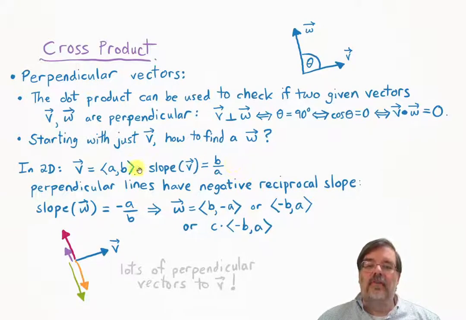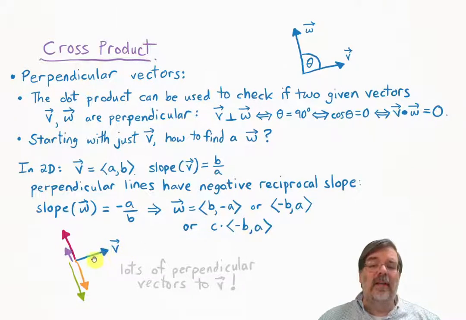So if the slope of the vector v is b over a, then the slope of a perpendicular vector, say w, would be equal to negative a over b. So we need to produce a vector which has the slope of negative a over b. Well, one such vector w would be b, comma, negative a. Or, it doesn't matter where you put the negative sign, you could use the vector negative b, comma, a. Or, as it turns out, you could use any multiple of these vectors. You could use any constant c times the vector negative b, comma, a.